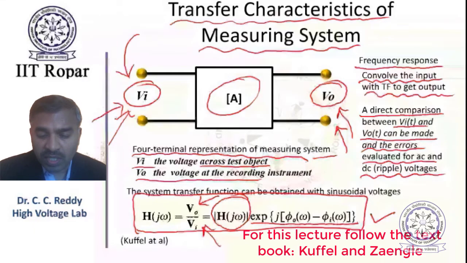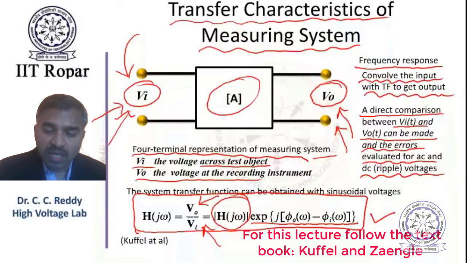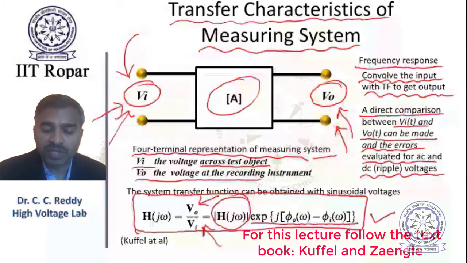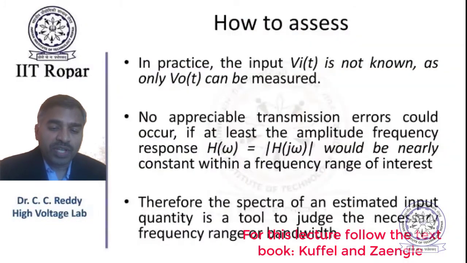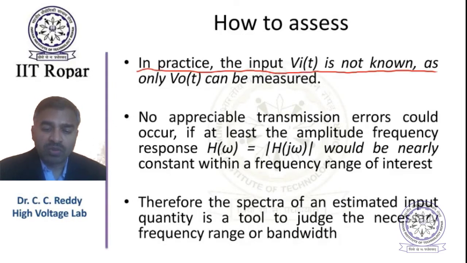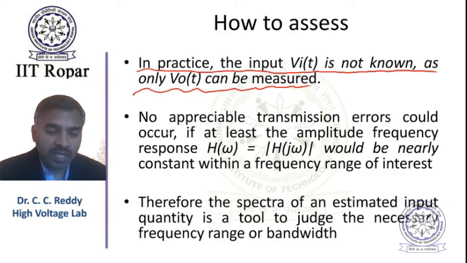And the input is also often not known to us. From the output, you cannot say what the input is, right? Because the output has already come out after convolution with the transfer function, so some information is lost. So in practice, the input voltage Vi of t is not known, as only Vo of t can be measured at the output terminals. And then how to assess?